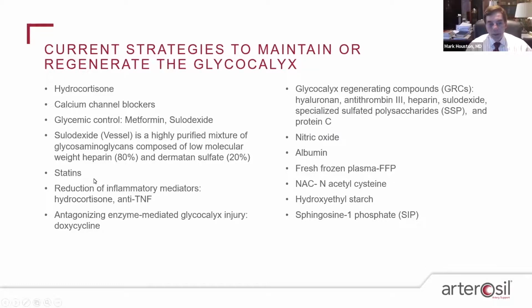The statins work, any reduction in inflammatory mediators. There's actually some data with doxycycline in some patients where there may be an inflammatory or infectious disease issue. Glycocalyx regenerating compounds, which we'll talk about shortly: nitric oxide, albumin, fresh frozen plasma, N-acetylcysteine, hydroxyethyl starch, and glucosamine 1-phosphate, or CYP.